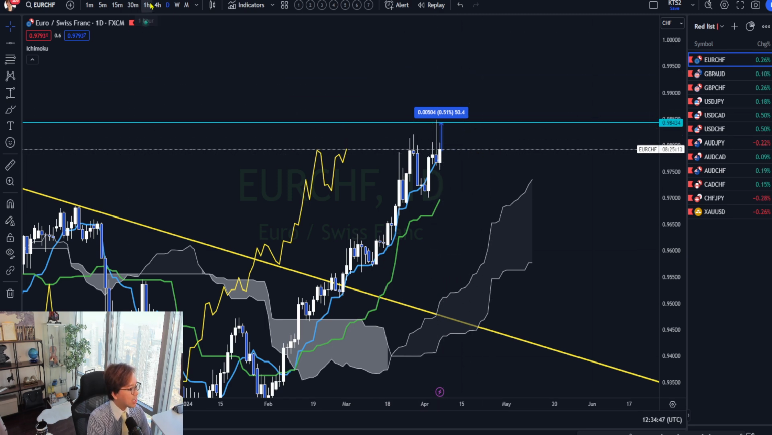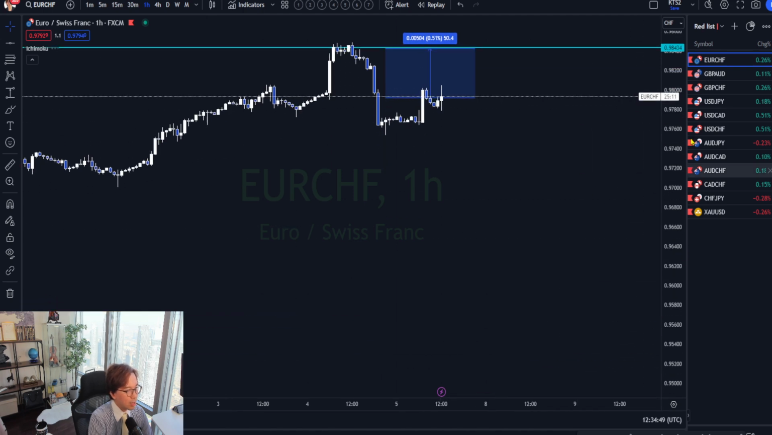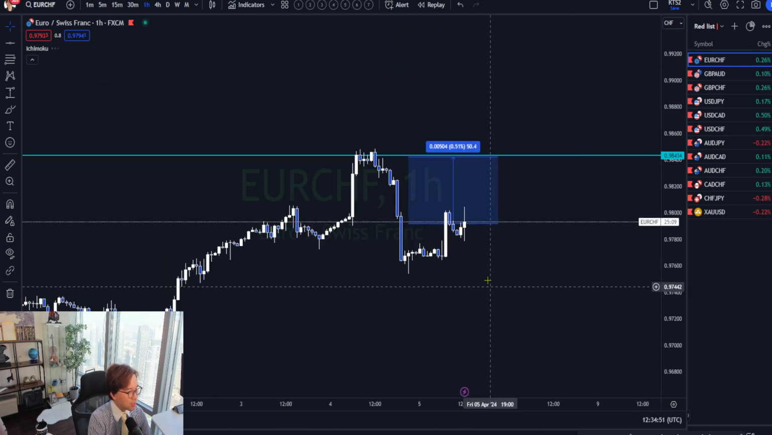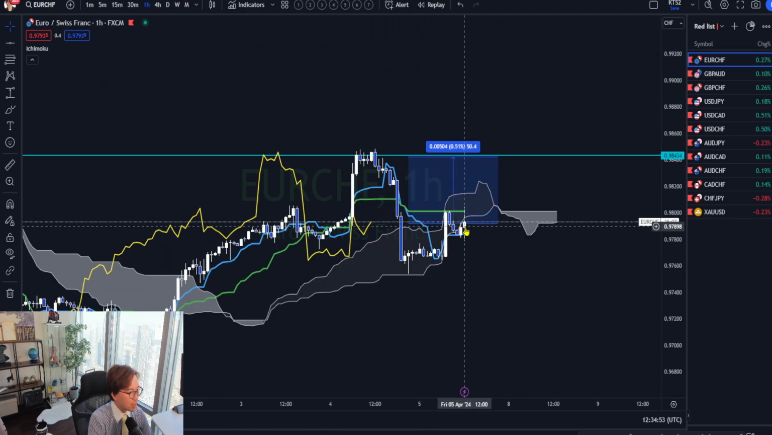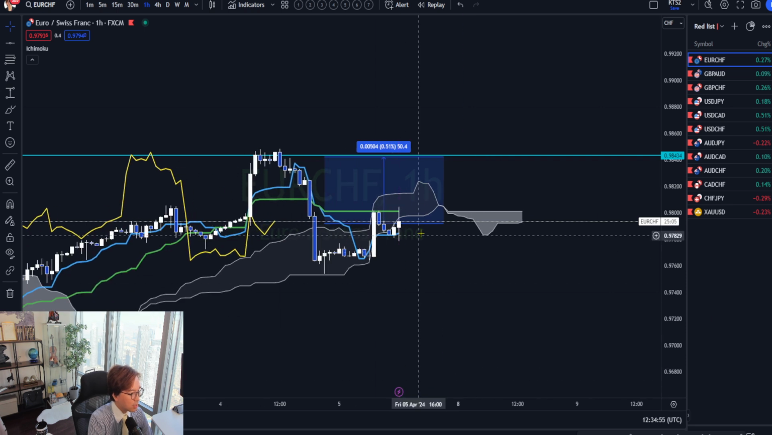So let me now check the 1 hour time frame. The 1 hour shows like this. At the news, this is a bullish bar, but with a long wick up and down. So we can see that the impact was not that much.